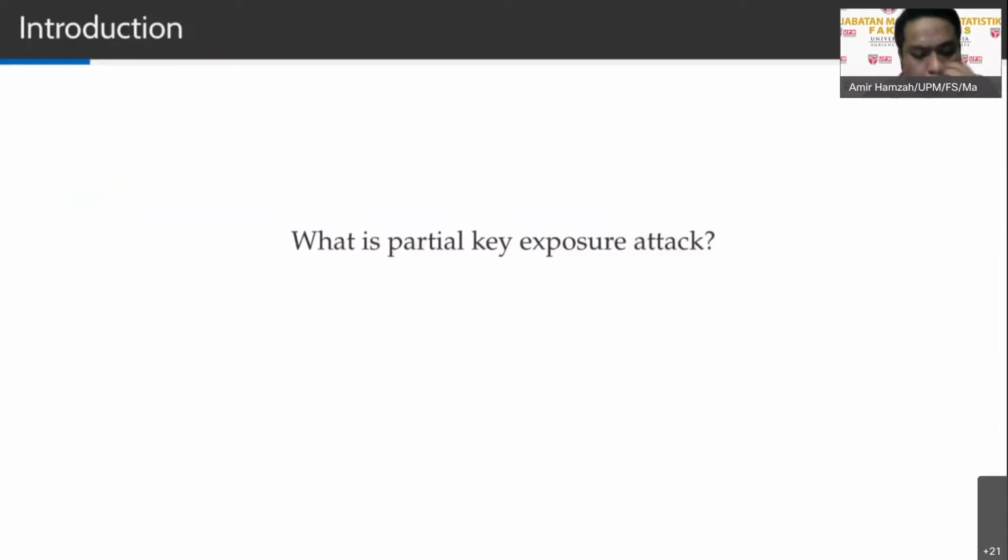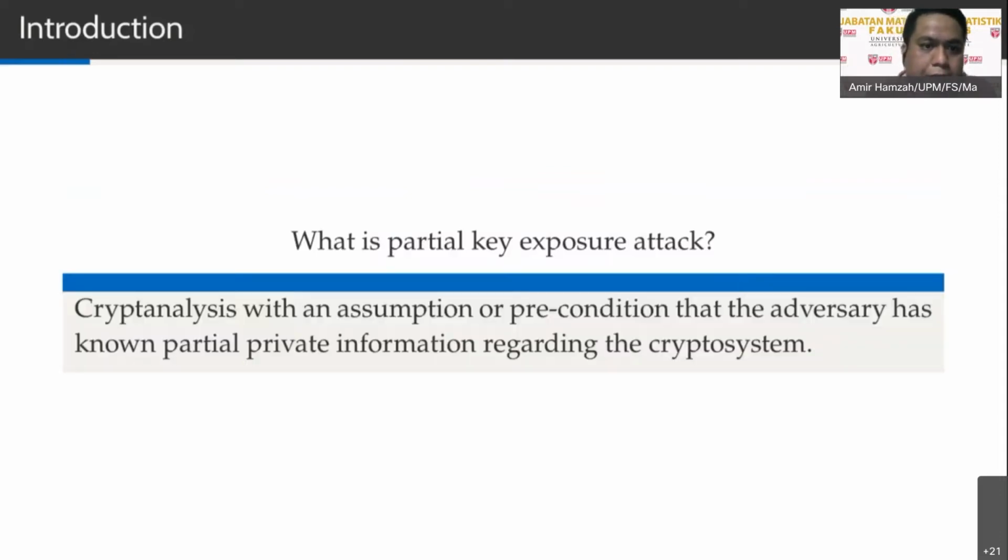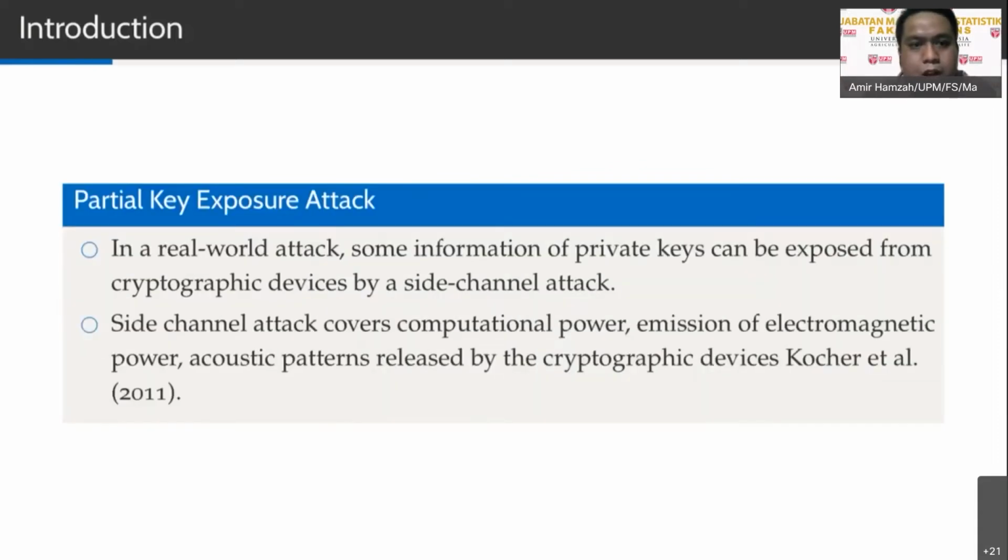So let's have some introduction to the partial key exposure attack. Most members of the cryptographic research community here may already know what the partial key exposure attack is. It is cryptanalysis with the precondition that the adversary knows partial private information regarding the cryptographic system that he or she wants to attack. So how can this information be exposed?